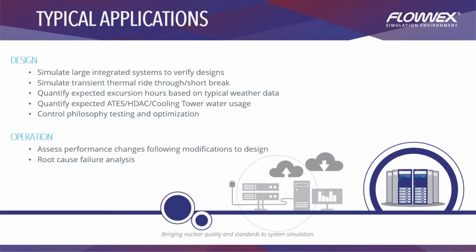From an operations standpoint, Flownex can be used to assess performance changes following modifications in the system. So perhaps you have a data center with 4 data halls and you're looking to add 2 more. If you're going to be merging 2 chilled water rings and perhaps adding some new chillers to the system, Flownex can be very beneficial in this sense, where you can use the software to understand the pressure drops in the system as a whole, as well as what's going to happen to the transient performance of the system by modifying the original design.